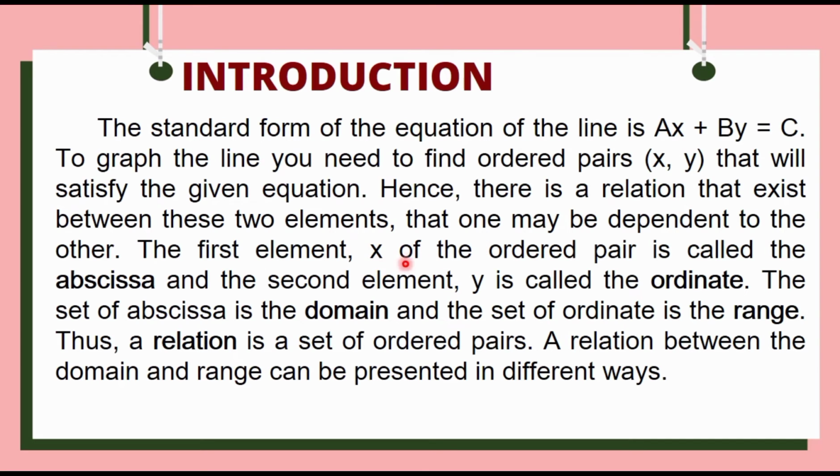The first element, x, of the ordered pair is called abscissa. And the second element, y, is what we call our ordinate. The set of abscissa is what we call the domain. Meaning to say, if the abscissa is the domain, therefore our domain is our x-coordinate. While the set of ordinates is the range. Meaning to say, our range is our y-coordinate.